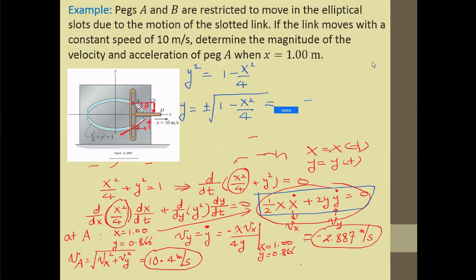Positive is for this upper part, negative is for the lower part of the ellipse. Okay, then that is 1 minus 1/4 x squared, to the power of 1 over 2. Now then, you take a derivative with respect to time t.